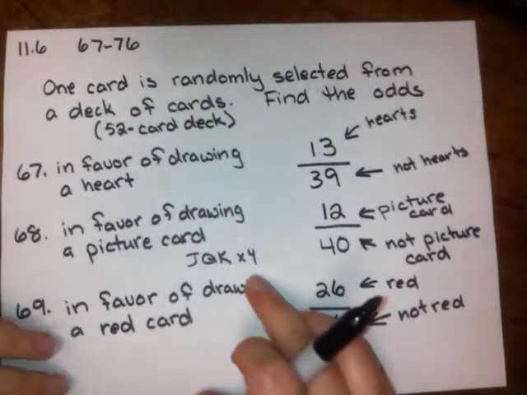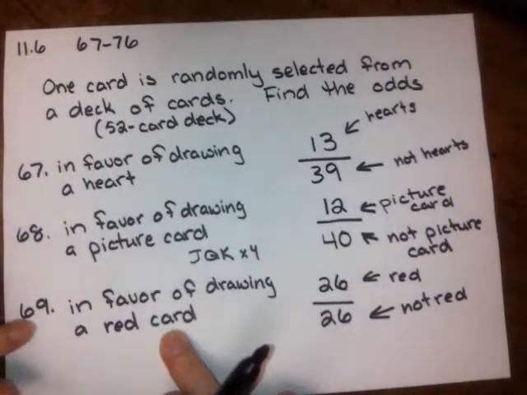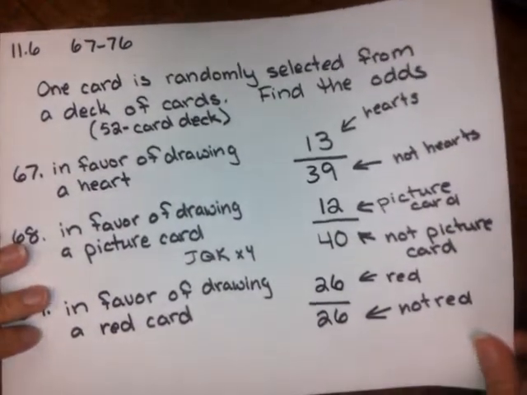We're going to go ahead and skip over number 70 because it just asks us the odds in favor of drawing a black card. That's going to be exactly the same as the odds in favor of drawing a red card. So let's go ahead and look at number 71.